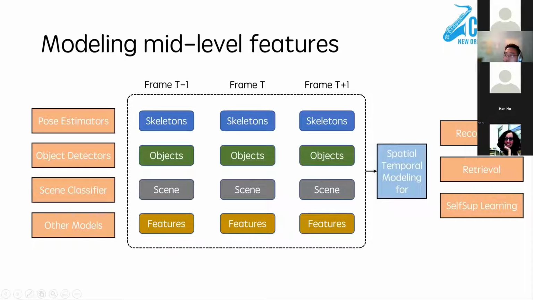A simple solution I'm working on is to extend the spatial temporal graph and add diversified features into the graph. For example, we can use object detectors to extract the object features and scene classifiers to extract the scene features and add them as nodes in a larger spatial temporal graph. This framework can be used for various applications such as recognition, retrieval, or self-supervised learning.